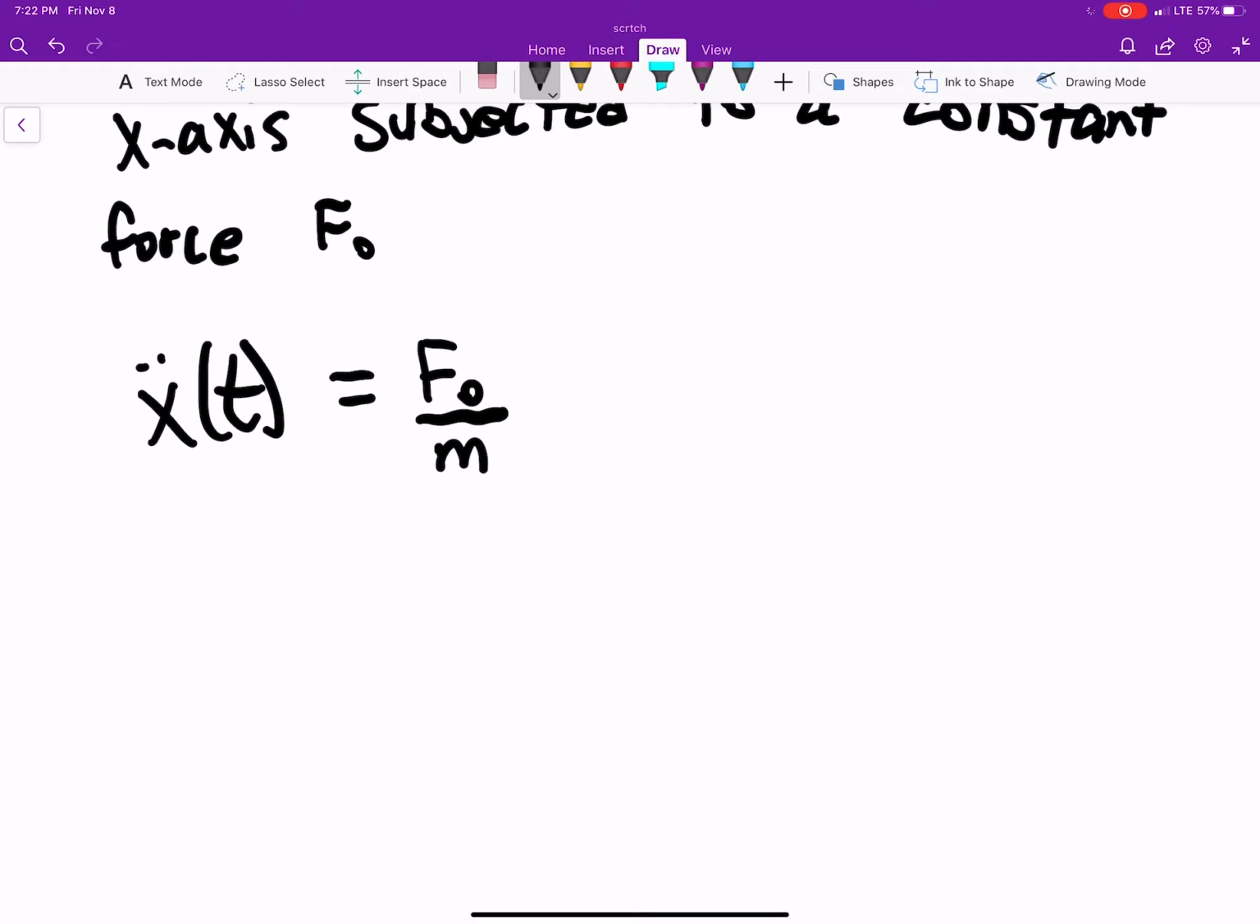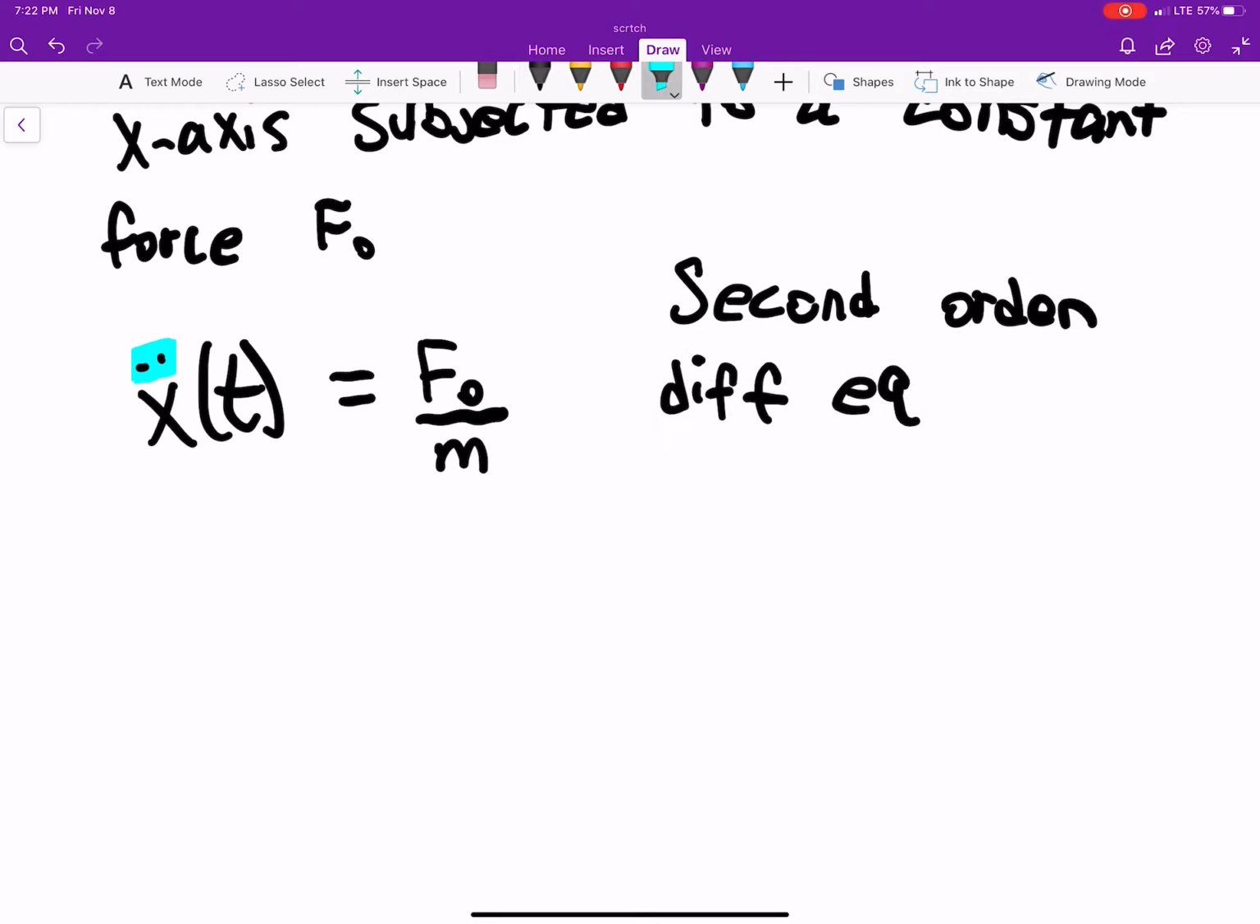Well, the second time derivative of position is equal to F naught divided by mass. Now, because this is the second derivative, we call this a second order differential equation. So the order is based on how many derivatives are involved. In this case, there's a second derivative, so it's a second order differential equation.